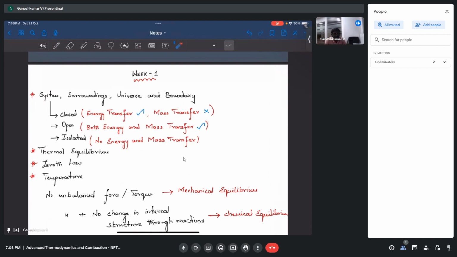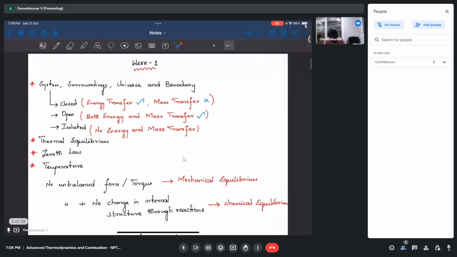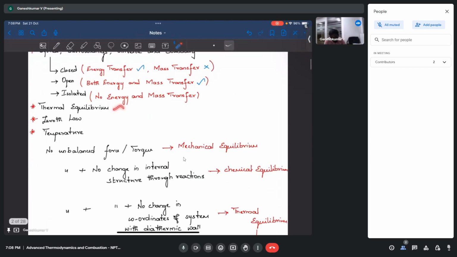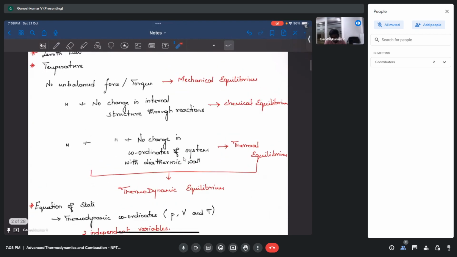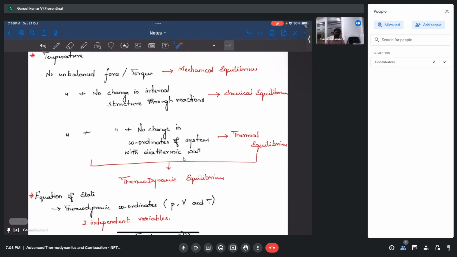Any physical system can be modeled using either of these three systems, and we will be able to get good insights from it. That is what we studied first, and then we also looked at thermal equilibrium. What do we call thermal equilibrium? We did the zeroth law of thermodynamics, and we also looked at what temperature is. If a system has to be in thermodynamic equilibrium, then it has to be in three kinds of equilibrium.